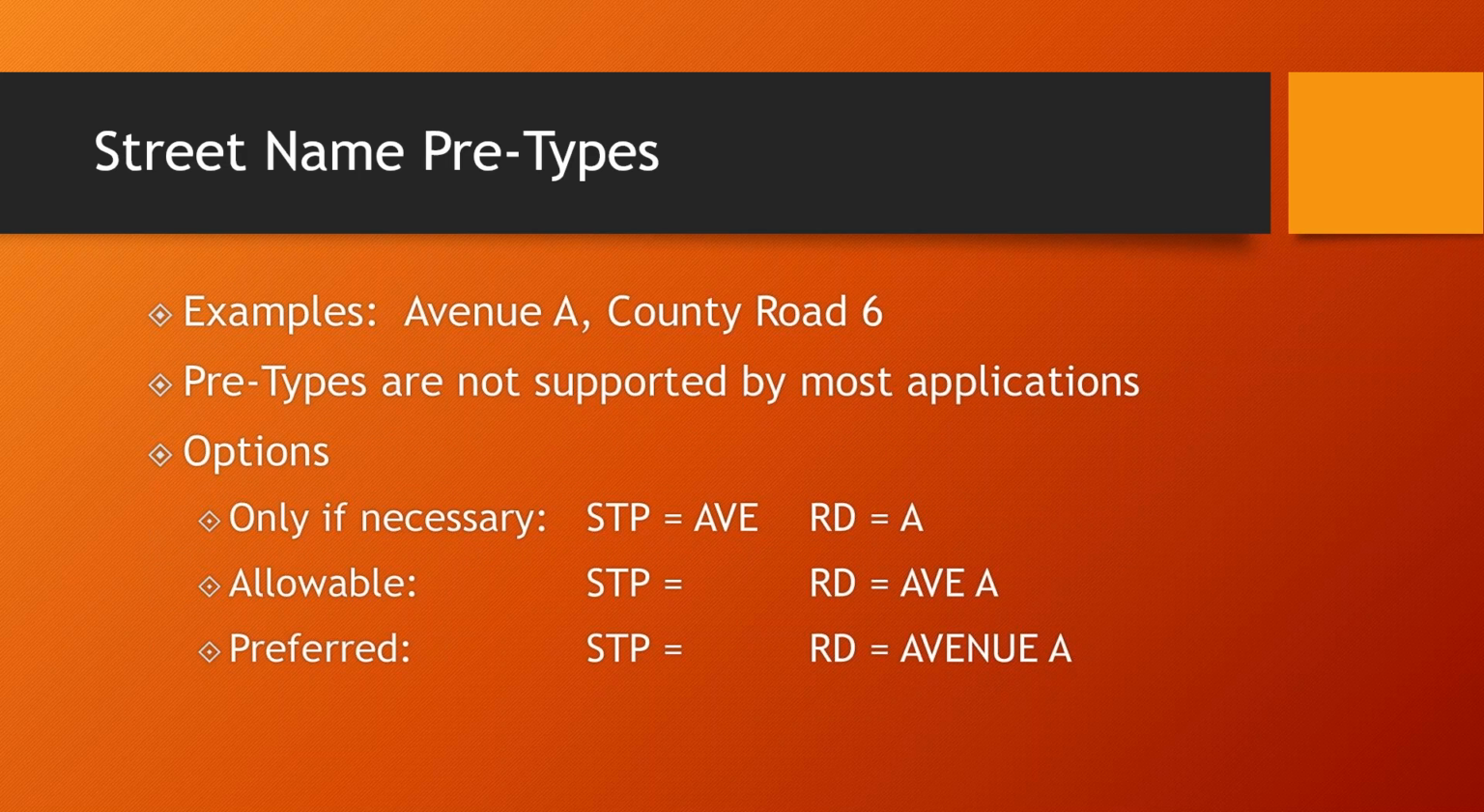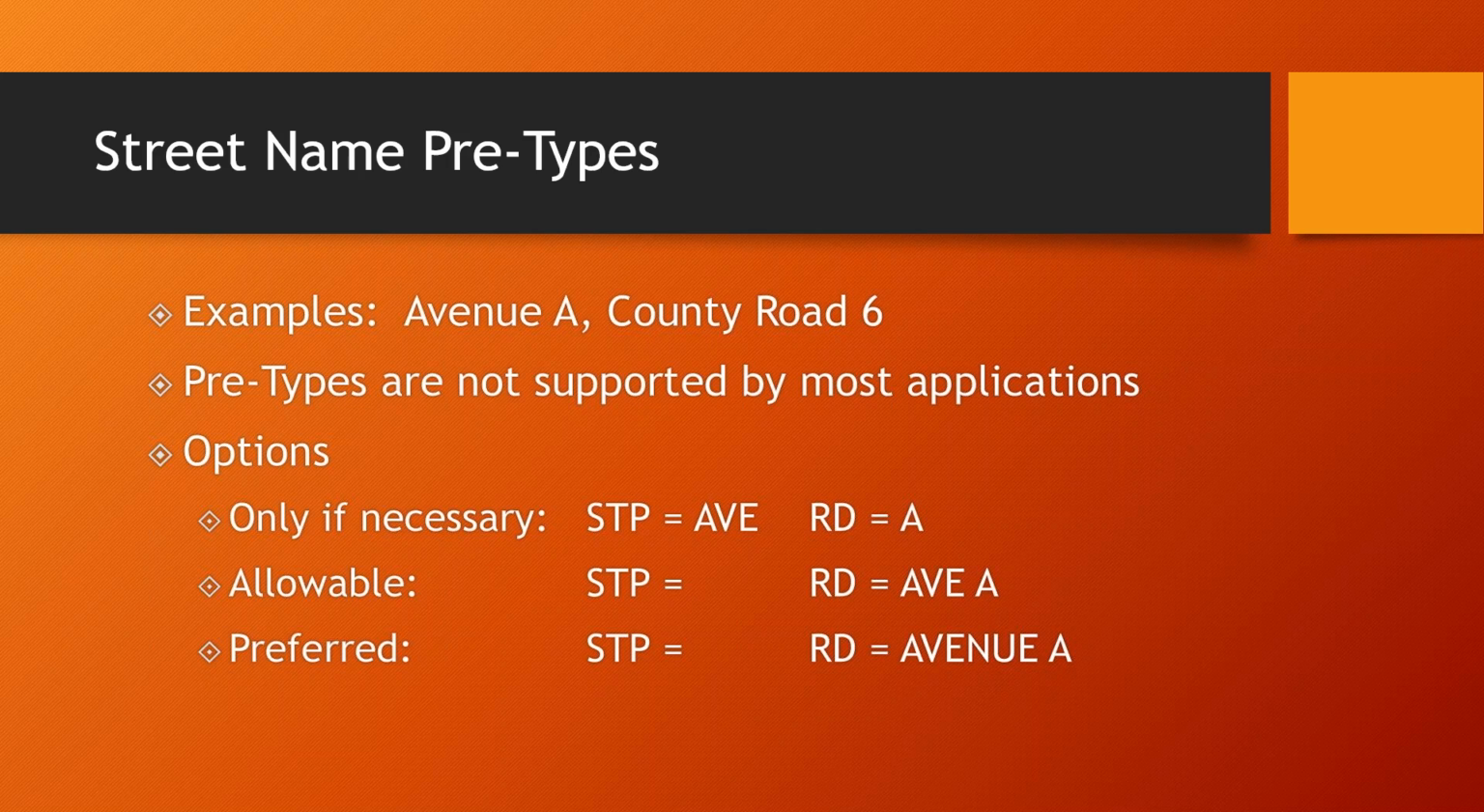Now, I've gone over these before if you've attended the class before, but I always think it's important to hit them. Street name pre-types, which are in the data, are not supported by most applications. They're not supported by most computer-aided dispatch applications, and they are not actually supported by our vendor, Intrado, that pushes data into I3 and the GeoMSAG for us. So in Avenue A, technically Avenue is a pre-type. County Road 6, County Road is a pre-type.